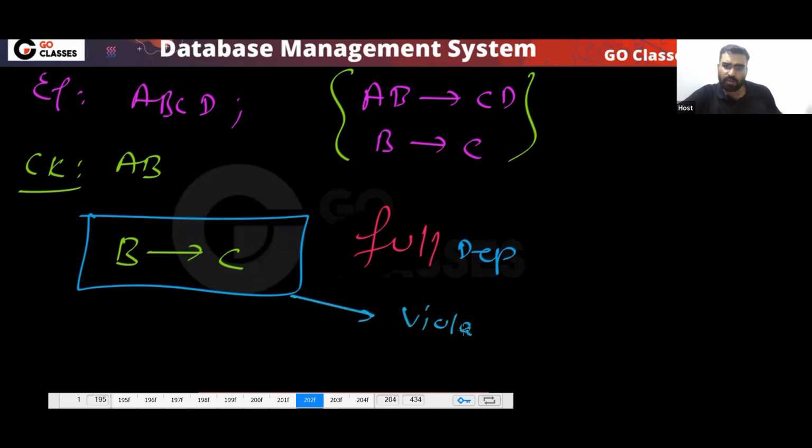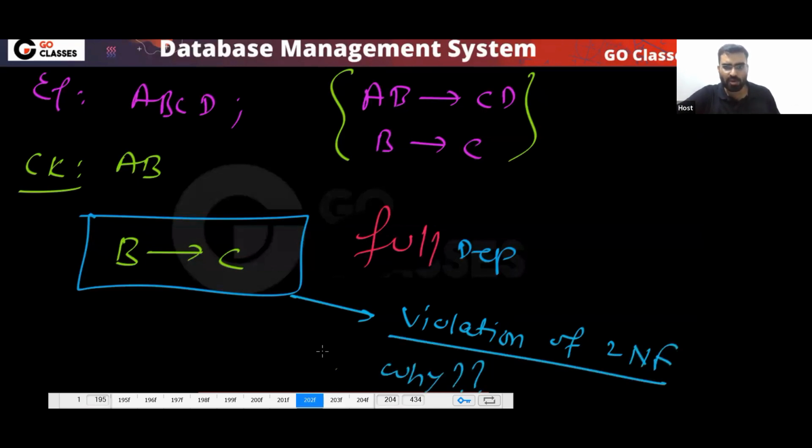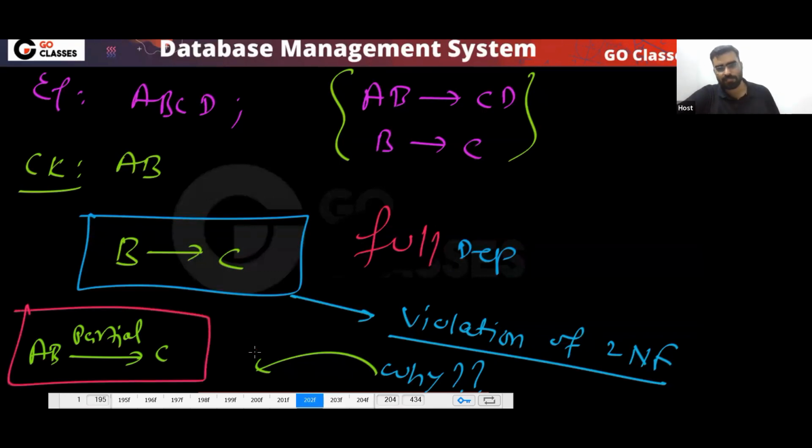But this is a violation of 2NF. Why? What is the reason? This is a violation of 2NF because of this partial dependency. Is this clear? So it's like a cycle. Are you getting my point? Like this will determine this. But remember, this is a full functional dependency.